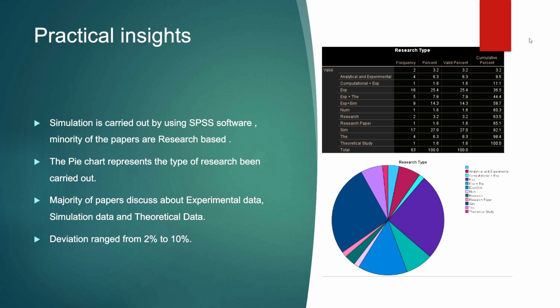The main part which gives life to the systematic literature review, I would say, is the practical insights, what I've analyzed from each paper which I have read. So I carried out the simulation in SPSS software. When I went through the papers, it yielded analytical results, experimental results, computational simulation results, research results, and theoretical study. You might be wondering what these analytical, experimental, computational, theoretical are. These are all the types of experiments carried out on a model.